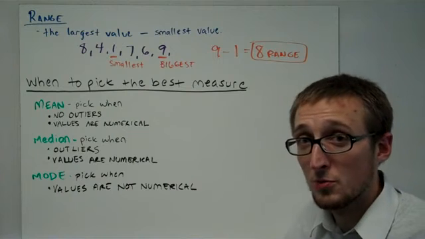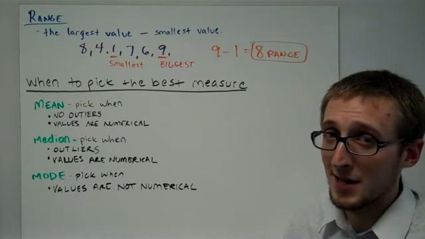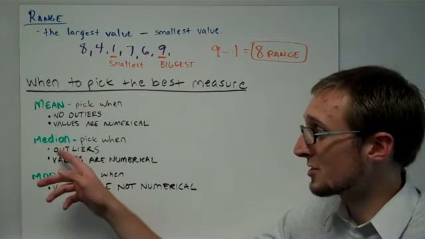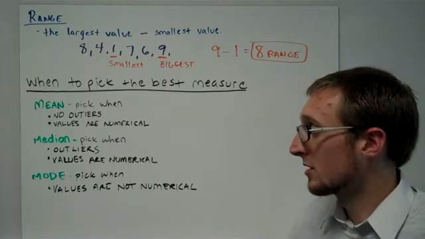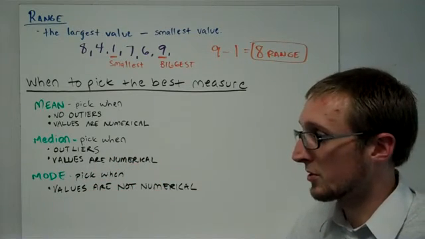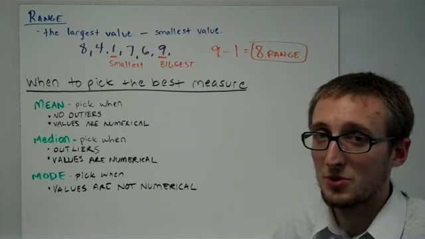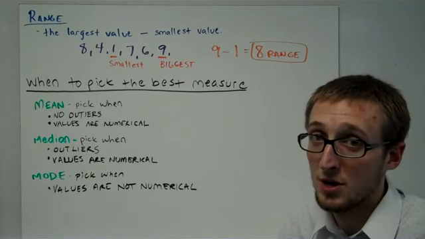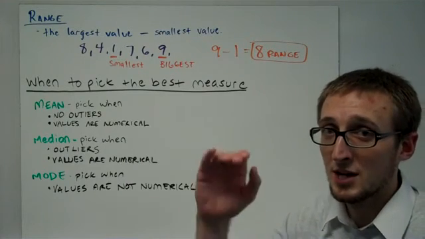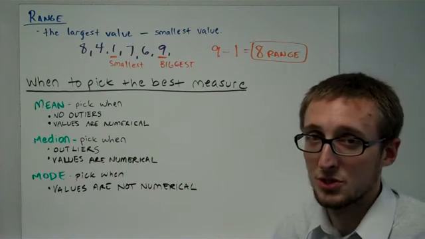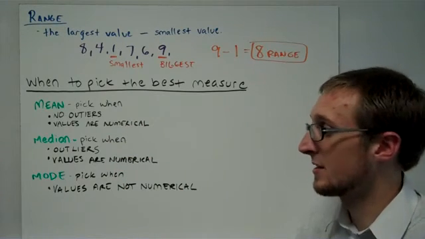If he walked in the room while you're measuring heights of NBA basketball players, there is an outlier in that situation. You could measure all of those numerically, so we would want to use the median to represent that because there are outliers present. Little Mini-Me's height would mess up the mean if he was included, so we don't want to use mean.